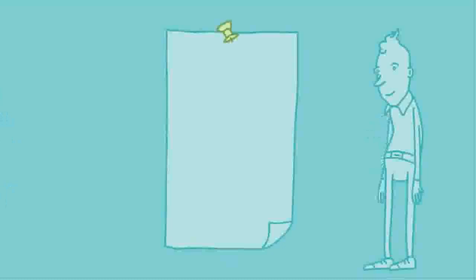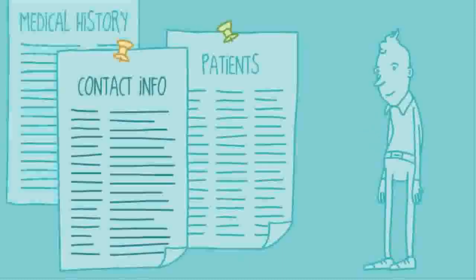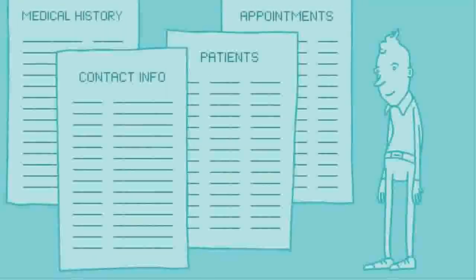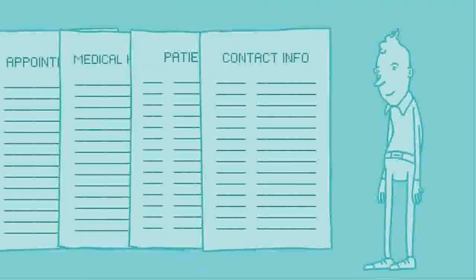Let's think about that. Before computers, what sort of paper records do you think the doctor's office kept on file? Certainly a list of patients and their contact information, also their medical history and a list of past appointments. That's how databases work, from the simplest to the most complex. They're basically a collection of lists. Not on paper, but on your computer, where programs like Access make it possible to organize your data, make it searchable, and so much more.